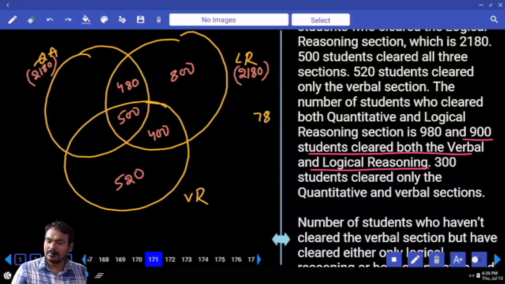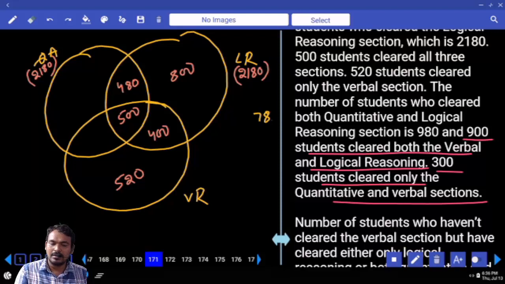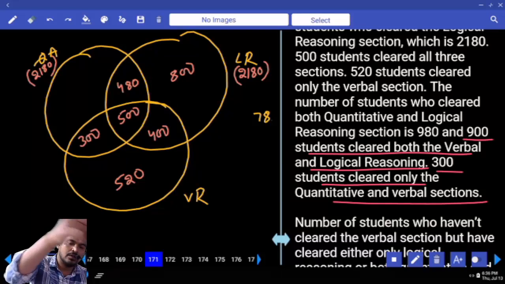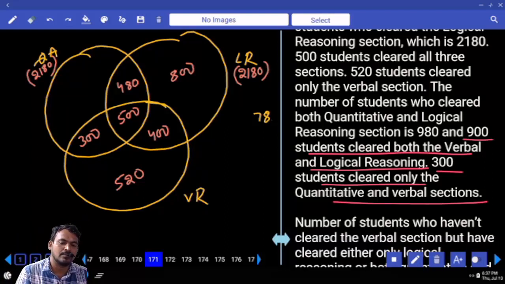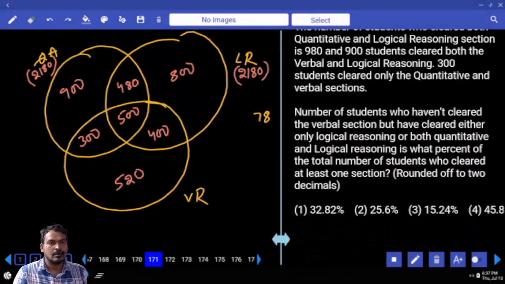Okay. Next 300 students cleared only the quantitative and verbal sections. Only the quantitative and verbal sections means here value 300. Okay. What is the total quantity value? 2180. In that how much value is completed? 1280. What is the remaining? 900. Remaining 900. All the data are filled. Questions? No?